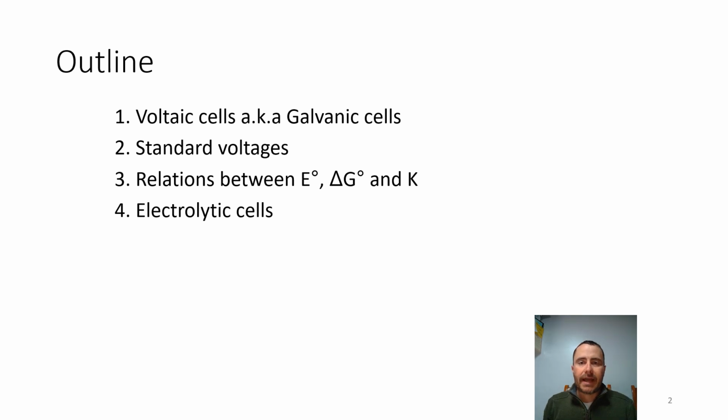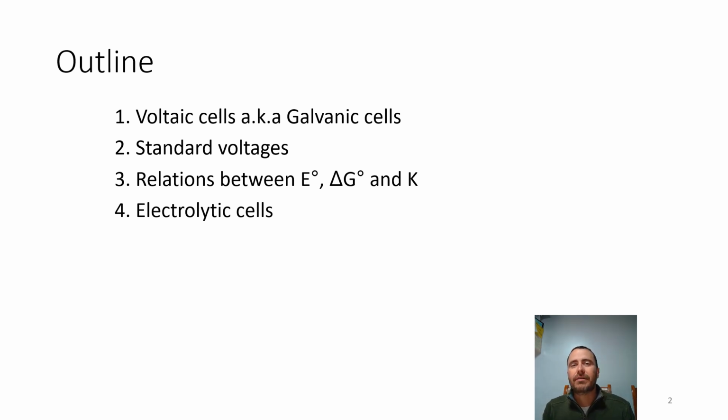So here we have an outline of what we're going to cover during this chapter. We're going to start out by learning what a voltaic cell is. A voltaic cell is going to be a spontaneous reaction, which we learned in chapter 20. Sometimes these are called galvanic cells. Those are just interchangeable terms, so depending on where you look them up, they might be called voltaic or galvanic.